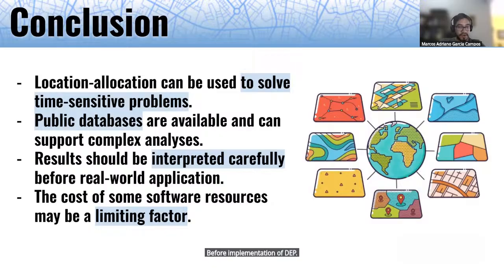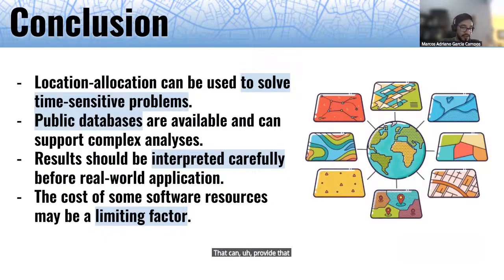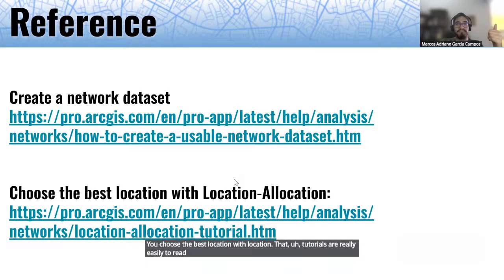And the cost of some software like ArcGIS Pro may be a limiting factor, because ArcGIS is expensive. But we have some institutions that can provide that software. But we can use open source software like R or Python also. So there are some references on how to create a network dataset and choose the best location with location-allocation. Those tutorials are easy to read, and I highly recommend that.